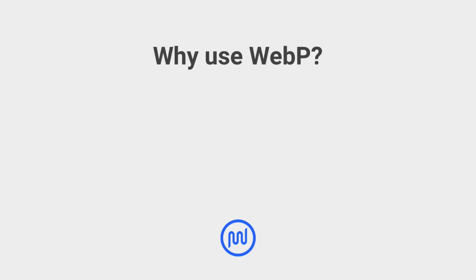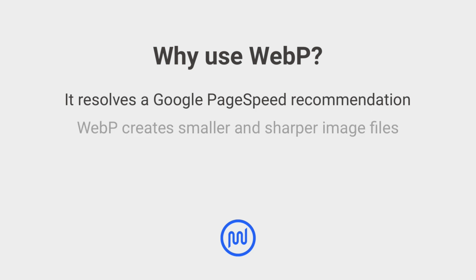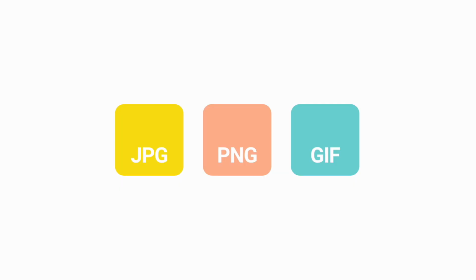There are few next-gen formats available, but WebP is recommended for a few reasons. It fixes the "serve images in next-gen formats" WebP Google PageSpeed recommendation. It produces smaller, sharper image files. It's open source, and it's versatile. It supports animation and transparency, so it can be used to further compress JPEG, PNG, and GIF images. Encoding in WebP creates images that load faster and consume less data.